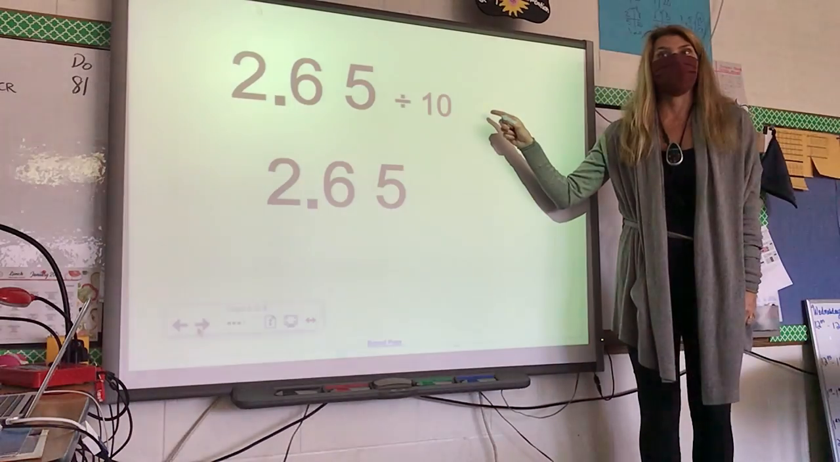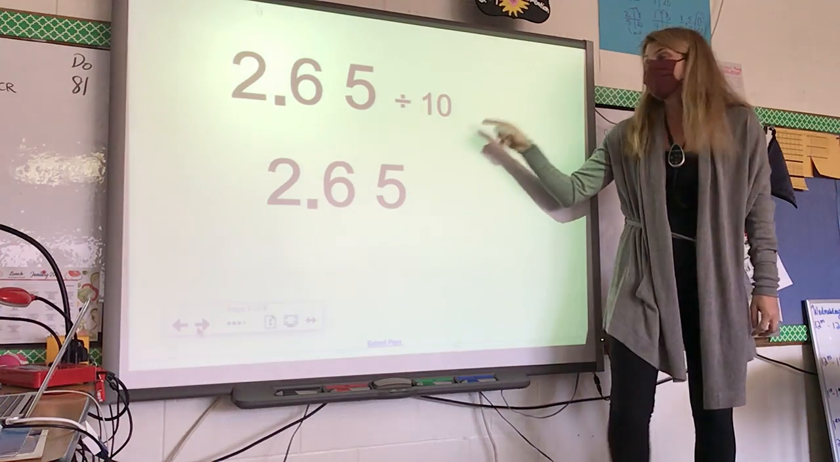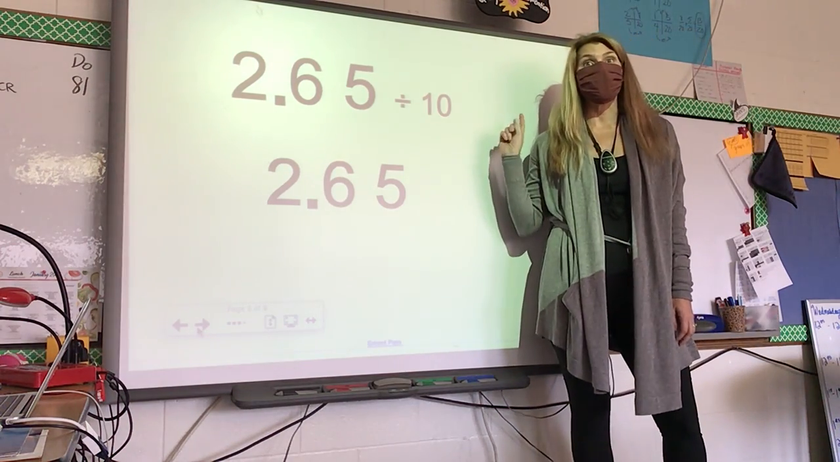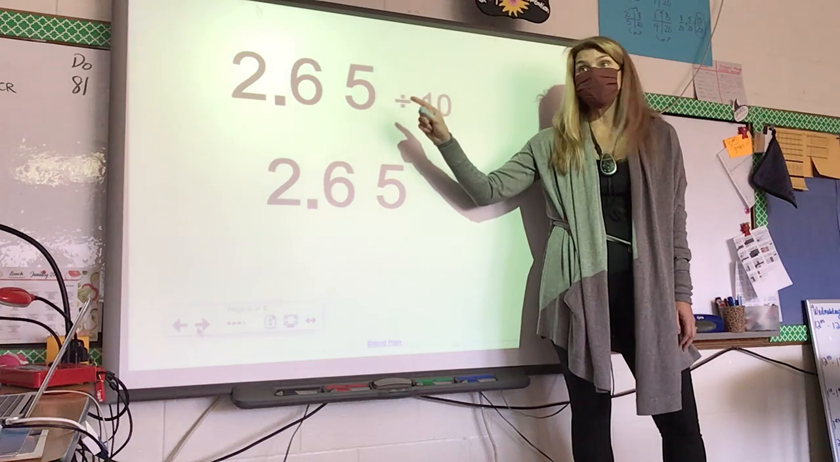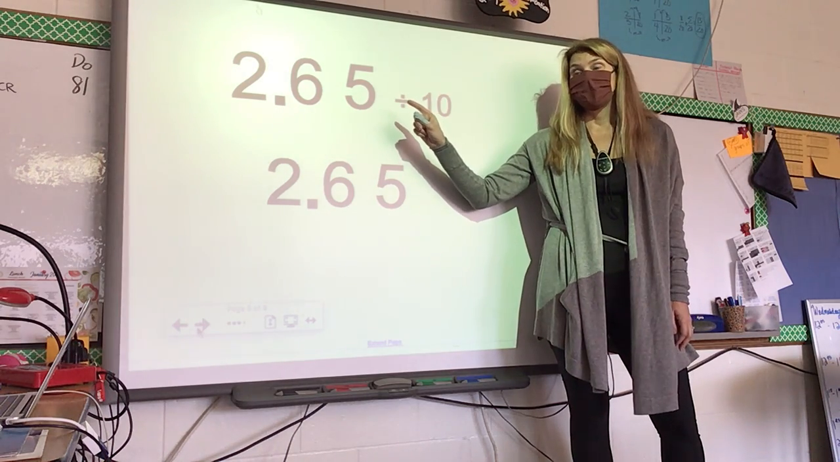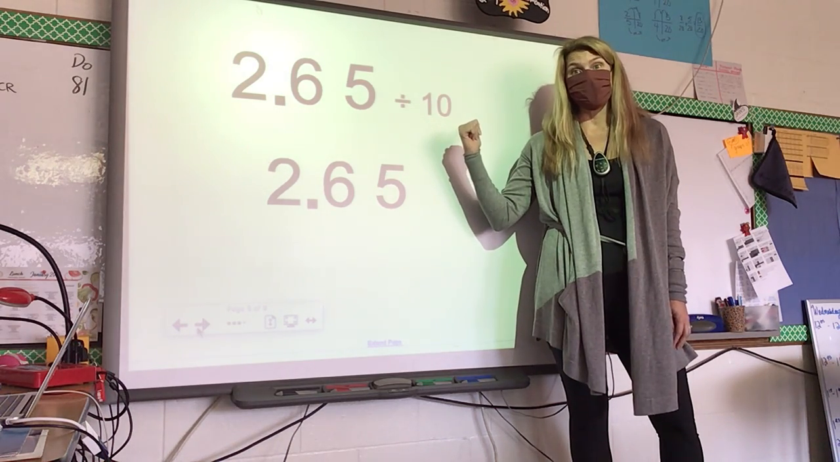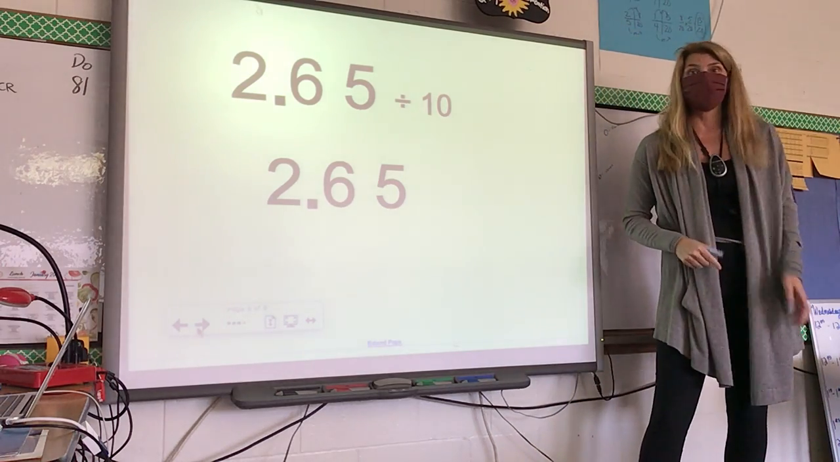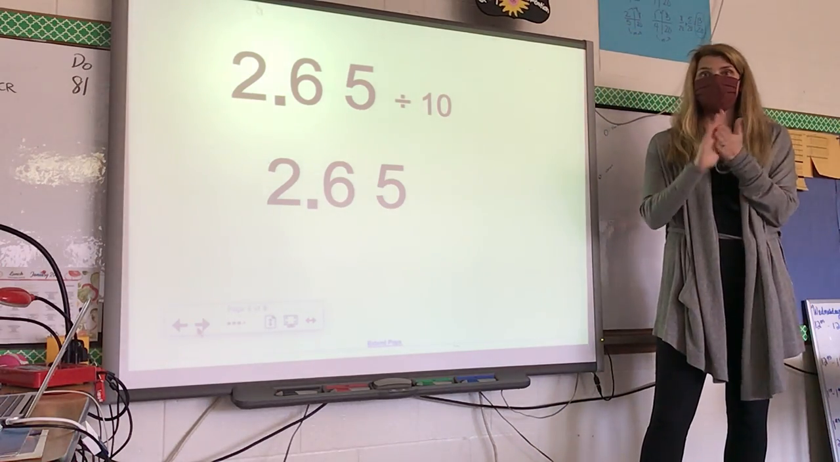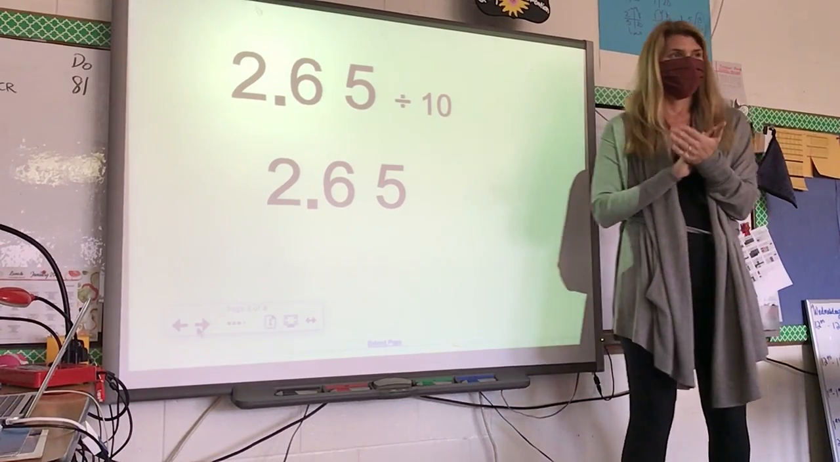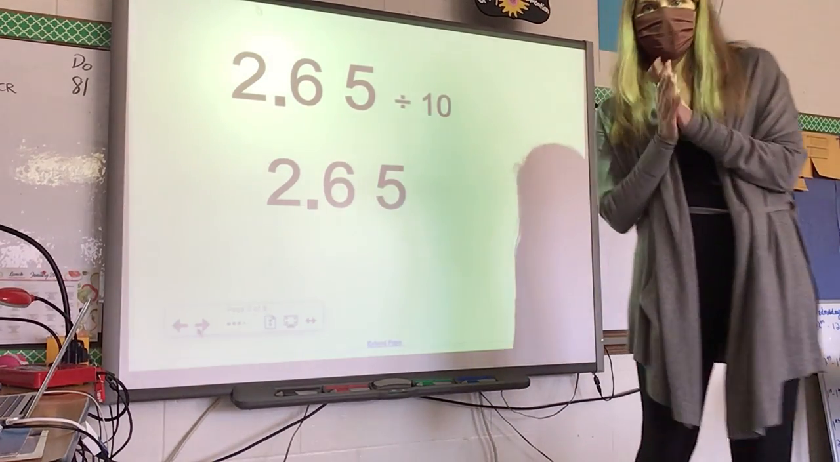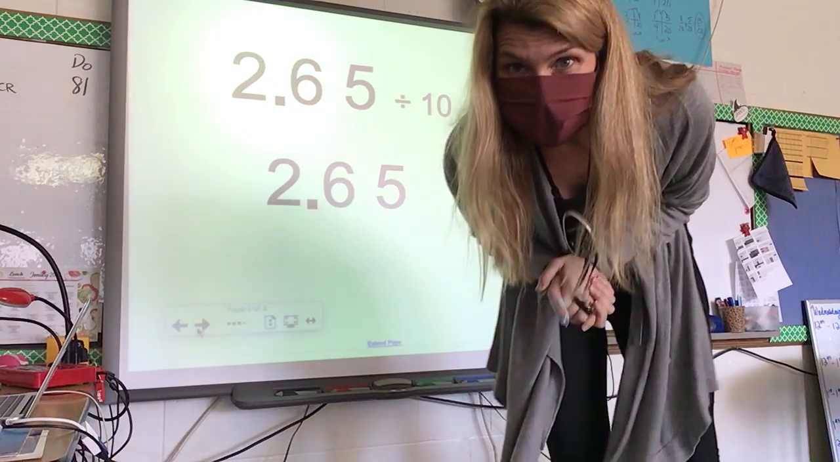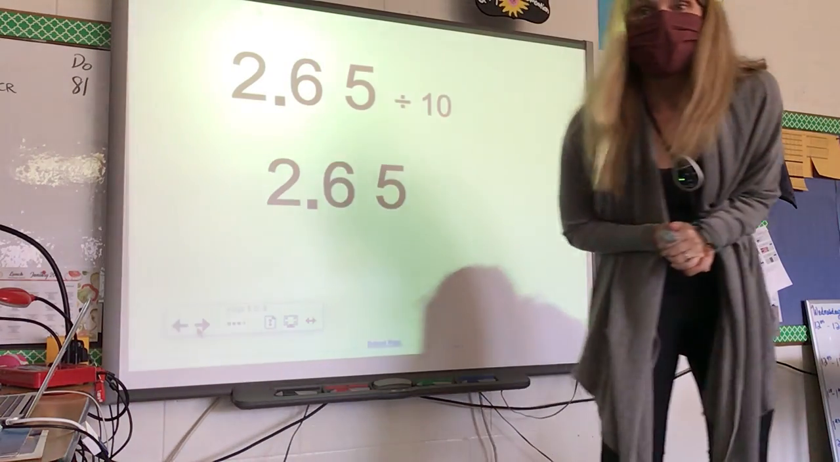Predict what the answer is going to be. We are sharing this with 10 friends, just like we did with the museum question. We have $2.65, and we're sharing it with 10 friends. It's going to be a super small number. Write your prediction right now. Your guest teacher is going to be walking around making sure you have pencil to paper. Write your prediction, please.